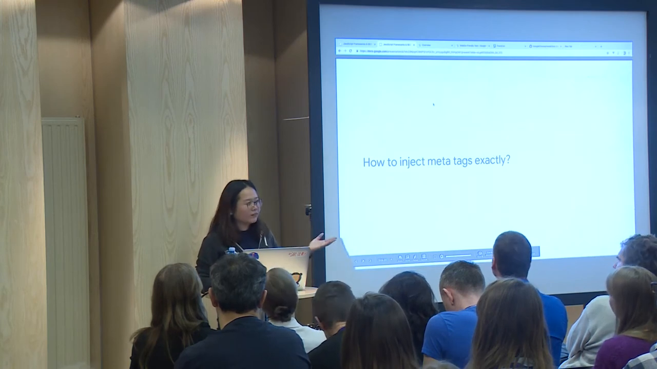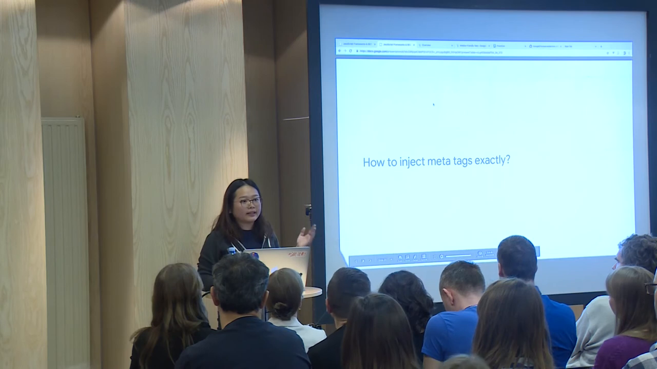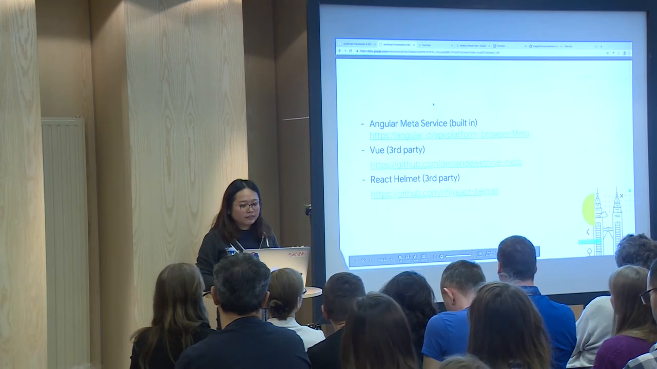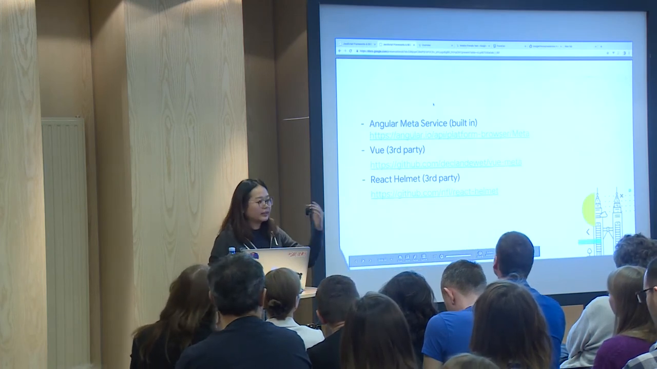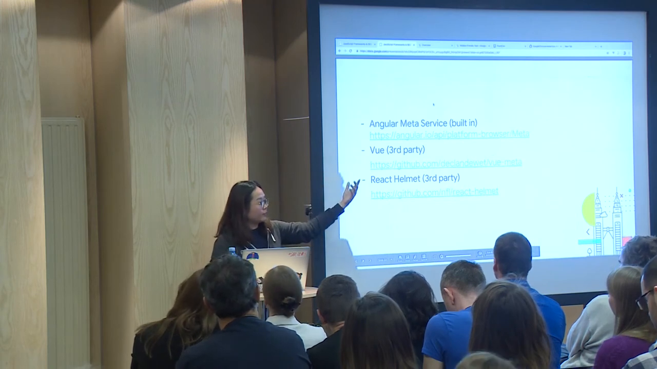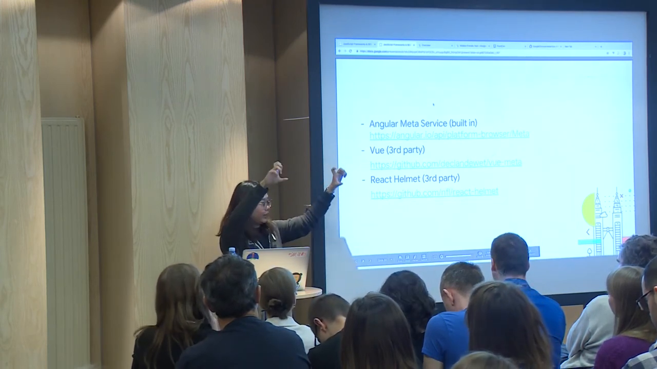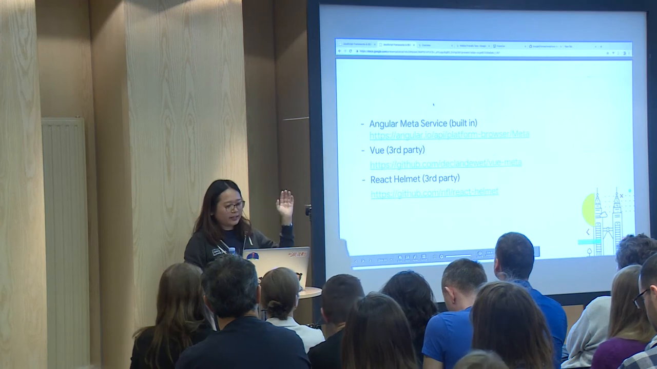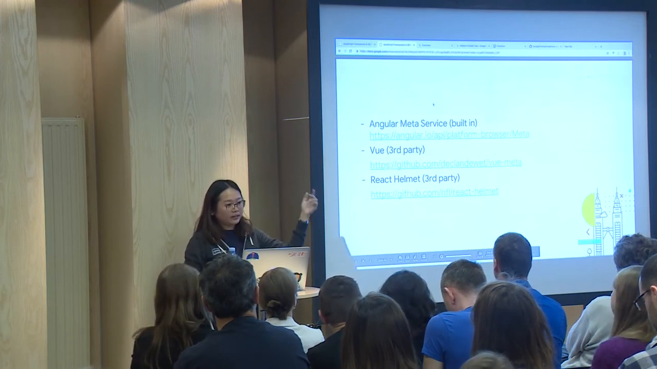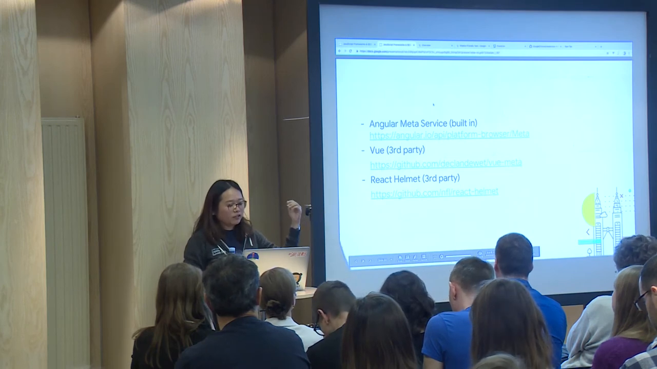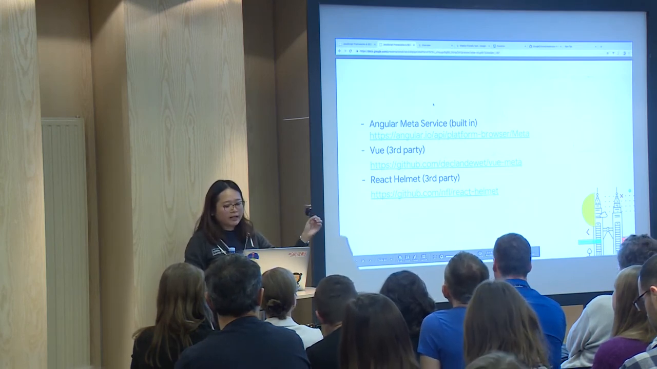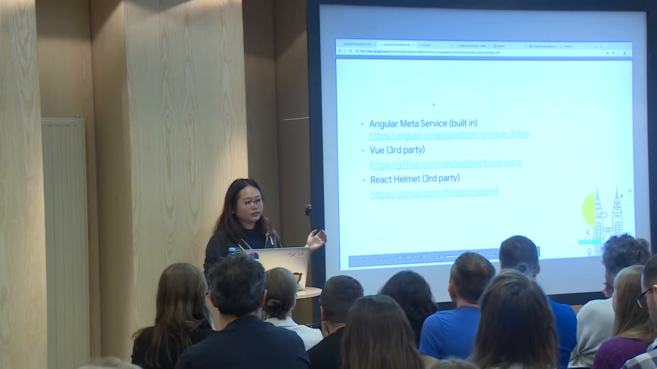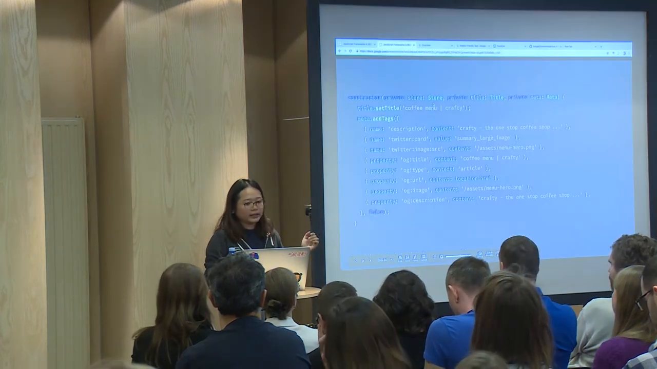Okay, so that's one. The next thing I'll talk about is how do you inject meta tags in your SPA application. The meta tag is needed especially when you share a link on social media and you want it to show a big image and all that. There are a few ways. Angular has something called Angular Meta Service. This is built in, so it's a service that you can use. Later on I will show example code of this. For Vue.js, it's not officially supported, but there's something called Vue Meta that you can download and use. And for React, there's React Helmet that you can use to add meta tags in your project.